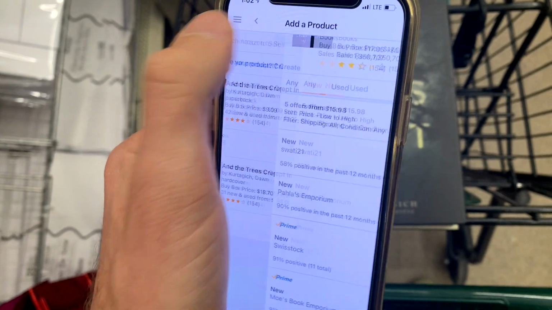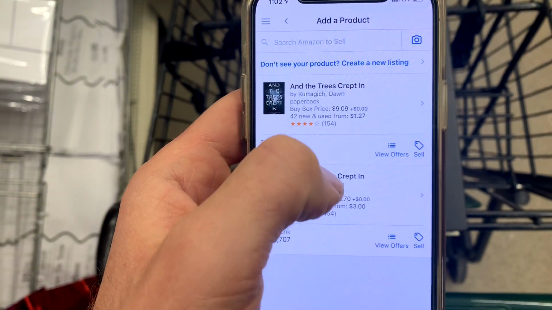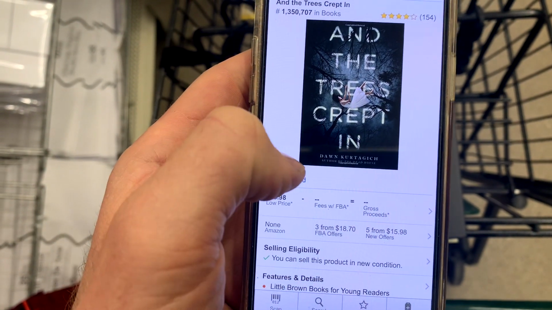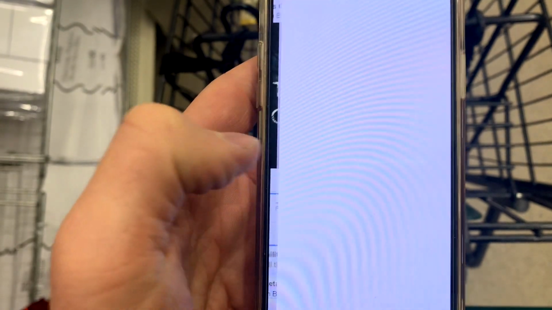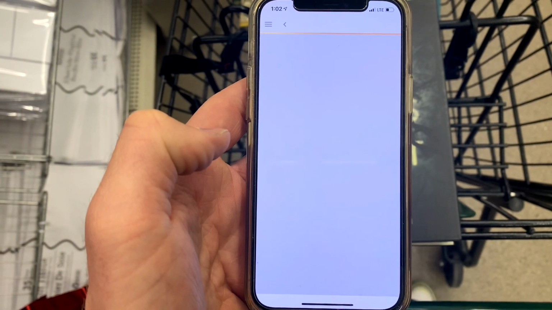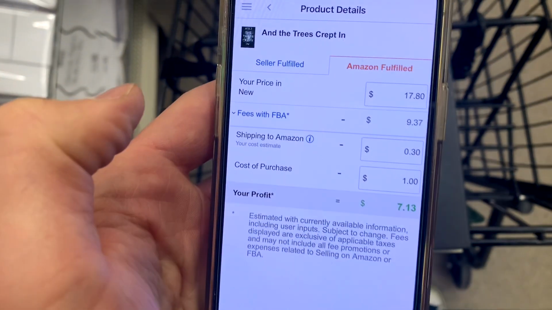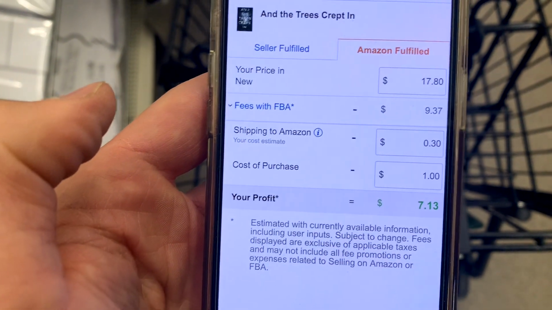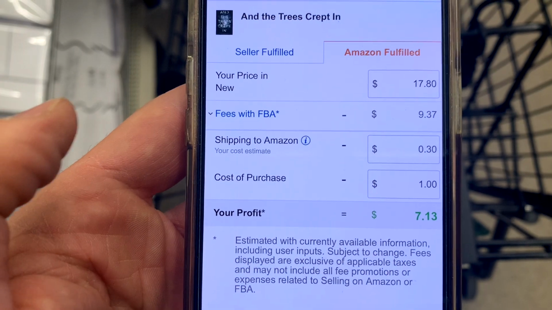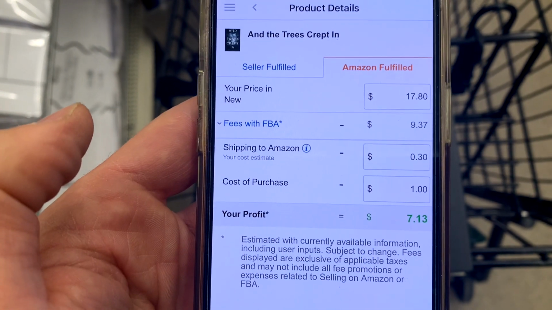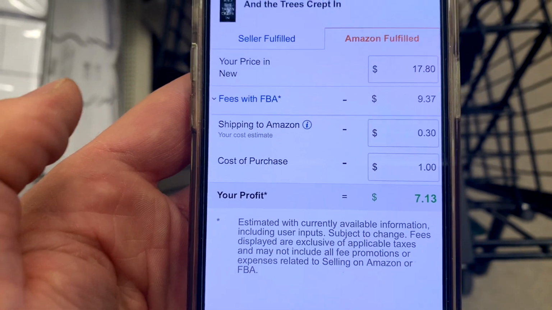So we'll go back here to the product page, click on it. Then we'll go ahead and click here to go to the product estimate page. Click on Amazon fulfilled. Okay, I already punched in the numbers here. If we got it for $1 and we're shipping it to Amazon for 30 cents, now our profit is going to be about $7.13 on that.